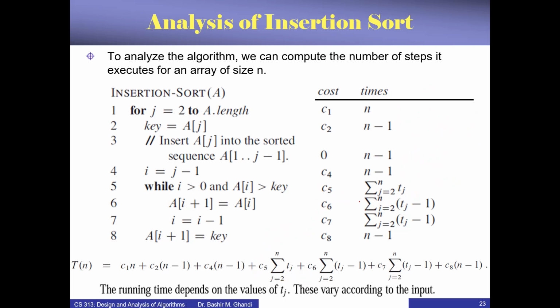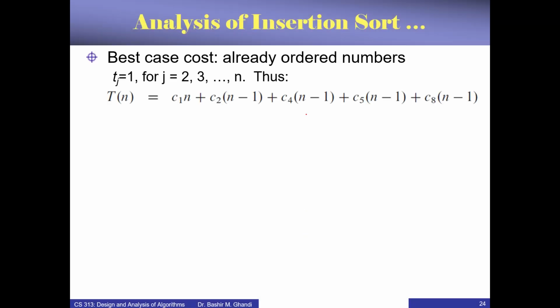What about this 2? They reduce to 0, because tj minus 1, if tj is 1, will be zeros. If you add zeros, no matter how many times, you're going to get 0. So this and this are 0. Therefore, we can eliminate this term, and we can eliminate this term, and we can reduce this to simply C5(n minus 1). This is basically what we have in that expression. As you can see, we have C5(n minus 1), and the others with the summation have been eliminated. The last one is C8 times (n minus 1).